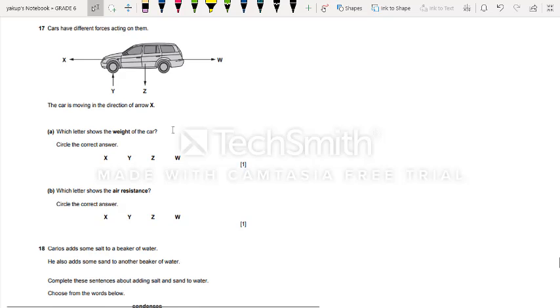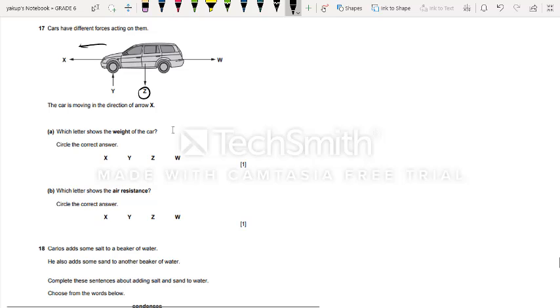Cars have different forces acting on them. The car is moving in the direction of arrow X. Which letter shows the weight of the car? Of course, guys, I said the direction of the weight of any material is down, right? Through the center of the earth. And it's always acting in the middle of the object. The answer must be Z, guys.